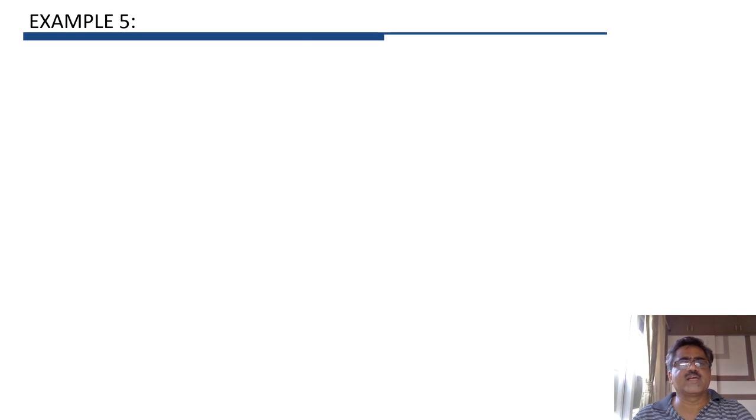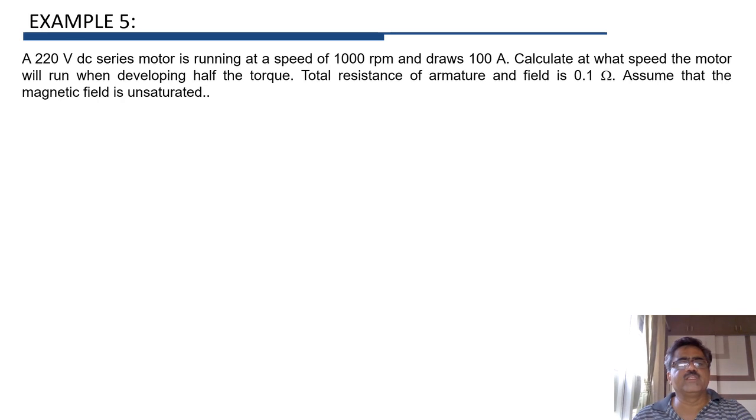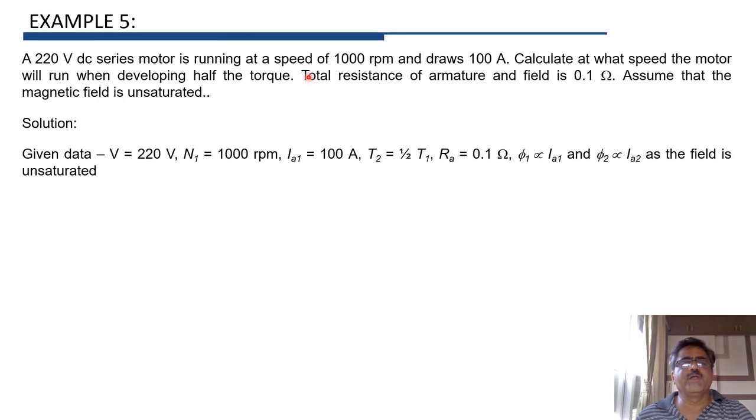Let us now solve the last numerical problem. A 220 volt DC series motor is running at a speed of 1000 rpm and draws 100 ampere. So supply voltage V is equal to 220 volt. In the first case, N1 is 1000 rpm and armature current Ia1 is equal to 100 ampere. Calculate at what speed the motor will run. Means we have to calculate N2 when developing half the torque. Means in the second case the torque is one half of the torque in the first case. Means T2 is equal to one half of T1, or T2 upon T1 is equal to 1 by 2.